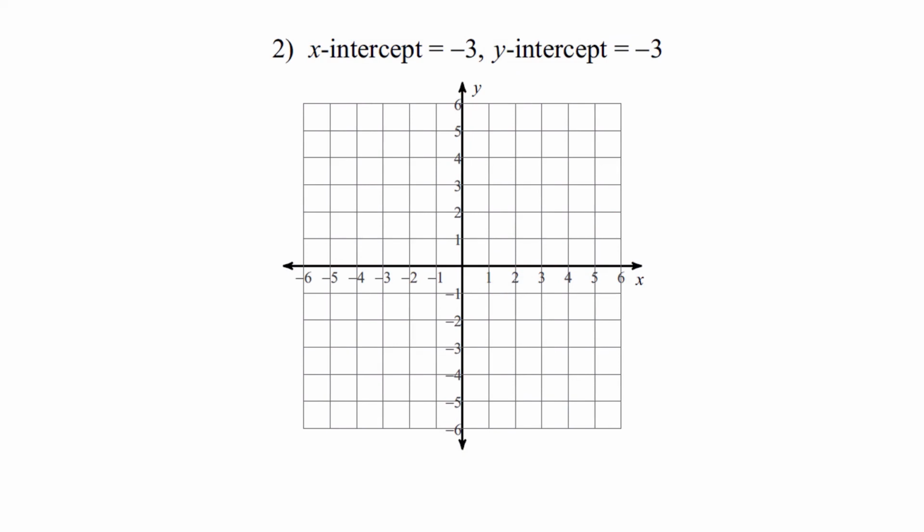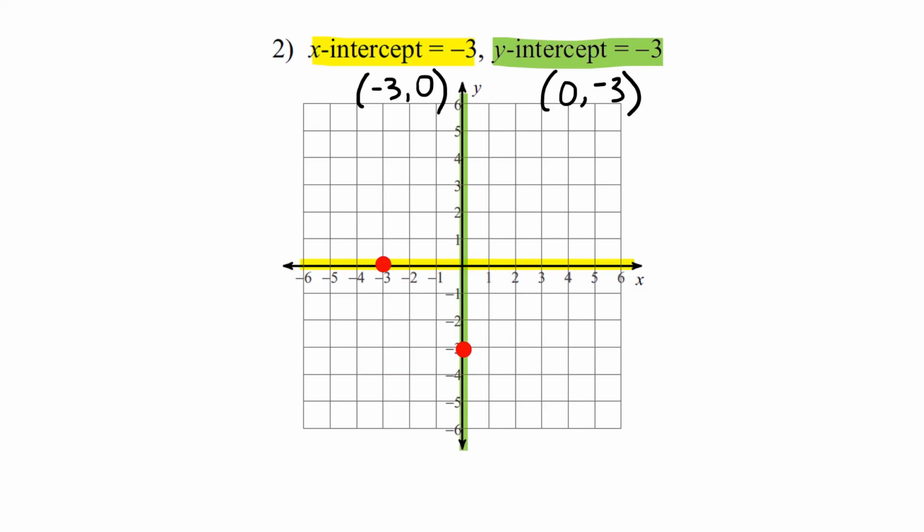The x-intercept is -3. The x-intercept goes on the x-axis, and it is here. The coordinates for that point are -3, 0. The y-intercept is also -3. It's going to go on the y-axis, and it goes down on the -3. Its coordinates are 0, -3. Do you see the pattern? Draw the line. I'll show you right now.